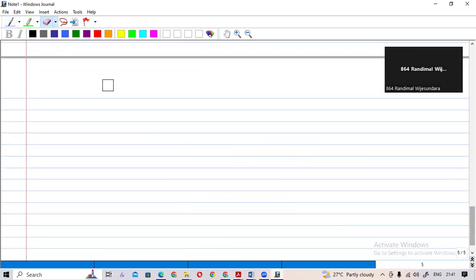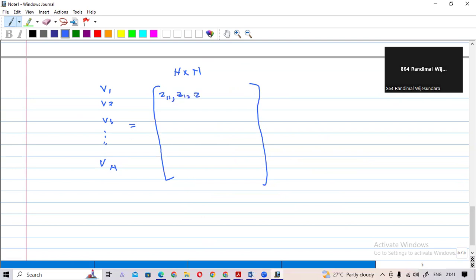That means you should have voltage values V1, V2, V3, up to Vn. If you have input, then here you should have an N by N matrix. So that means Z11, Z12, Z13, likewise up to Z1N.